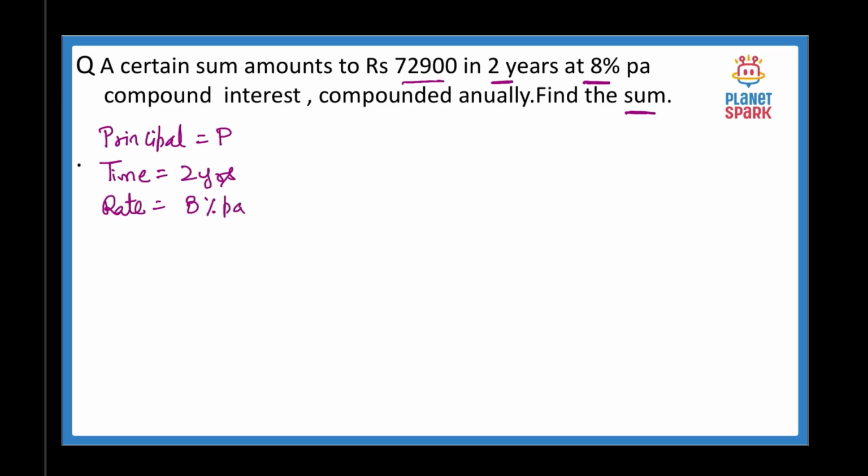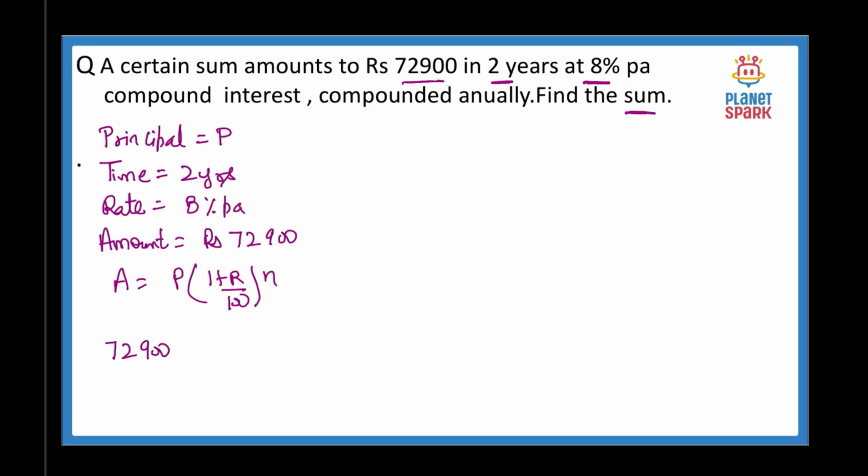So again, remember, for amount, principal, rate and time, any of the quantities which is missing, we always use the formula for amount. The formula is A is equal to P bracket 1 plus R upon 100 raised to the power N. So in case of A, we will write down 72,900. P I don't know, I have to find out. 1 plus 8 upon 100, R is 8, raised to the power 2. N over here is 2, which is given to us.